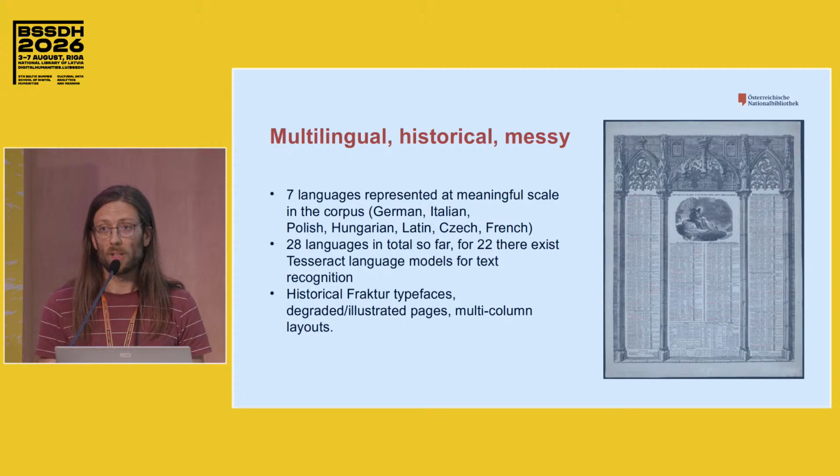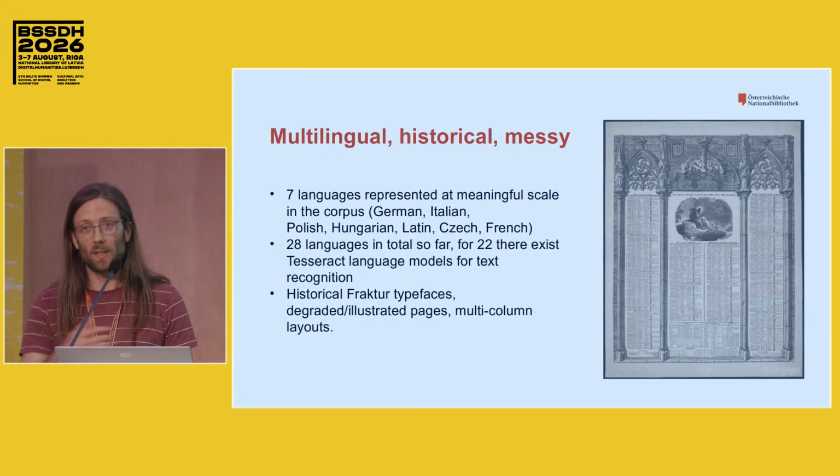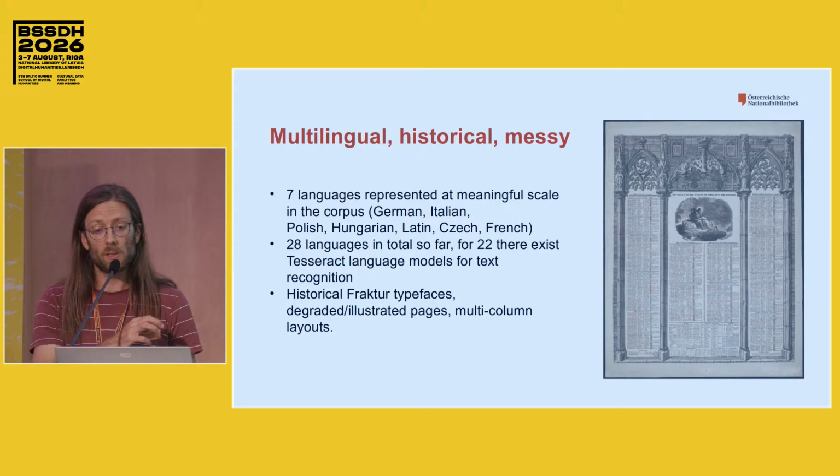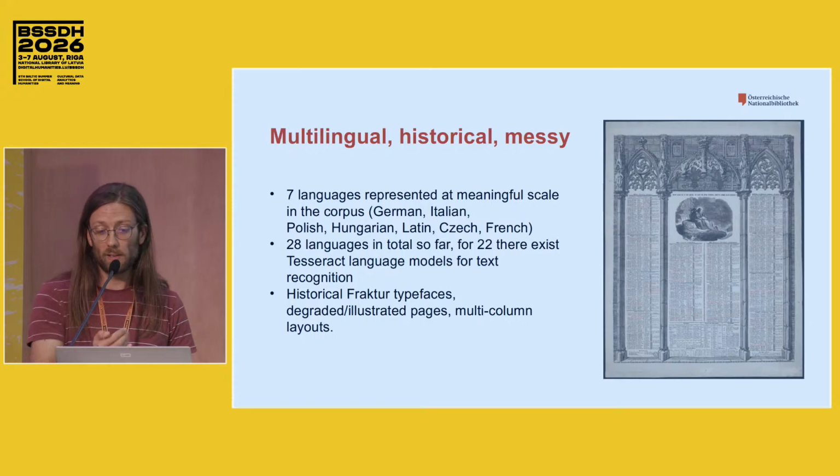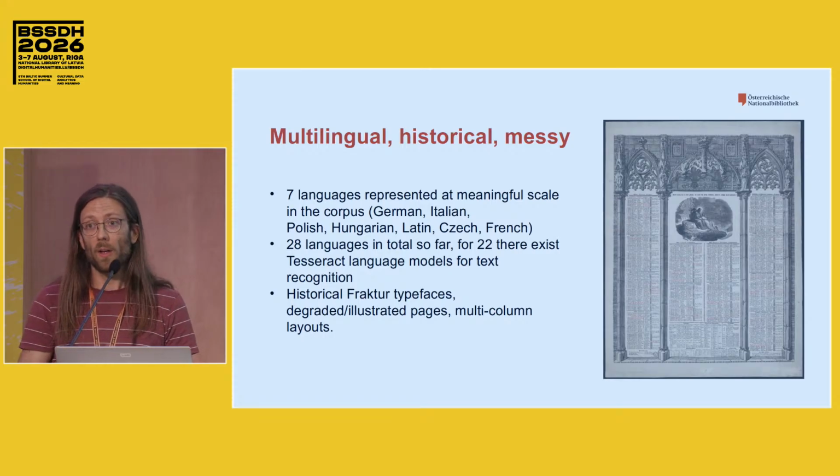It has multiple columns, it has a typeface that is hard to read, and it also has graphical elements in the upper part that at this resolution you cannot see, but there is the year 1831 of this calendar, and also the name that it's a wall calendar is written, and all of this you would like to get out. And luckily this one is in German, but we also have other languages.